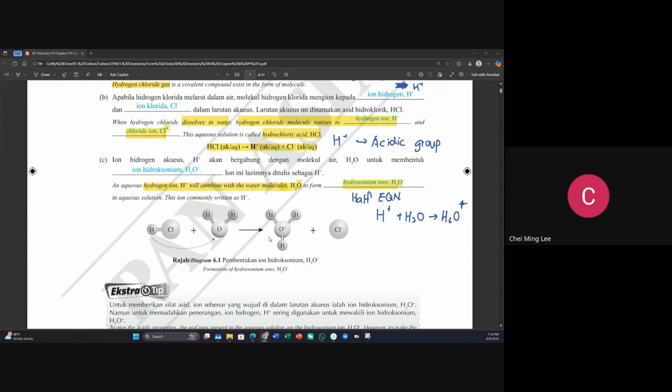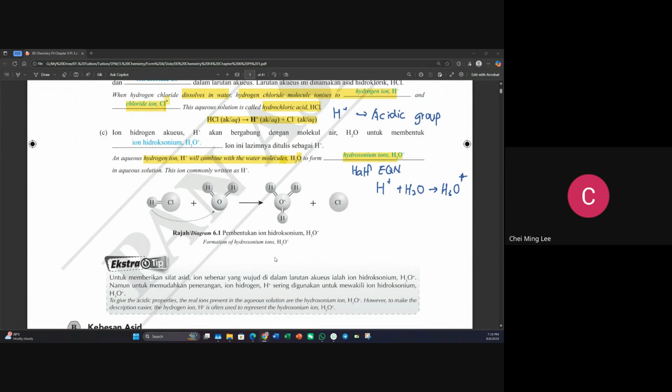This one moves to here and is just attached, because this new hydrogen is highly unstable. So it can break up easily, and you can consider it just attached like this. So to give an acidic property, the real ion present in the aqueous solution is the hydronium ion. But to make the description easier, we normally just say hydrogen ion.